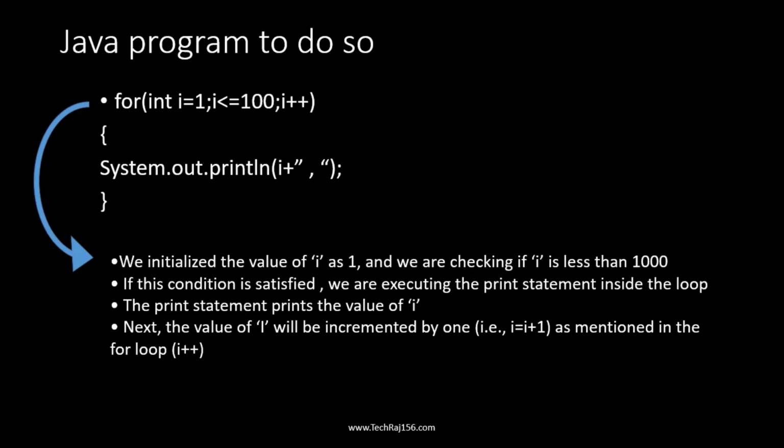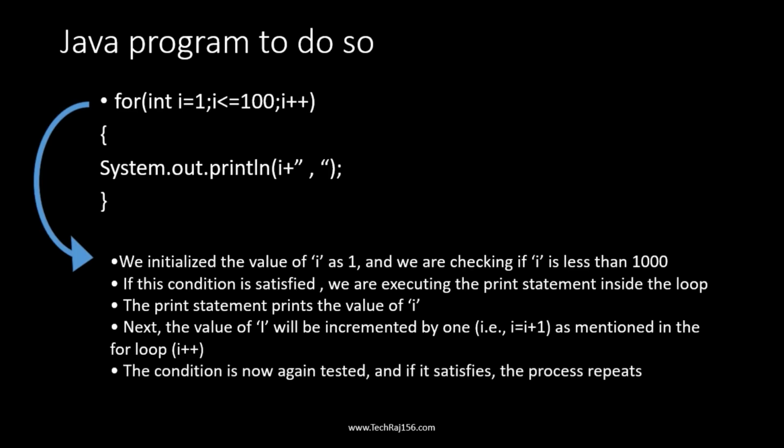After each iteration of the loop, we are incrementing the value of i. For the first iteration, the value of i is 1, and after that it's incremented by 1, which means it's equal to 2, and we print the value 2 using the System.out.println statement. Like that it's going to work. The condition is tested again once the value of i is incremented, from 1 to 2. It tests whether i is less than or equal to 1000, and if it is satisfied, the process repeats. If the condition fails, the loop will quit.